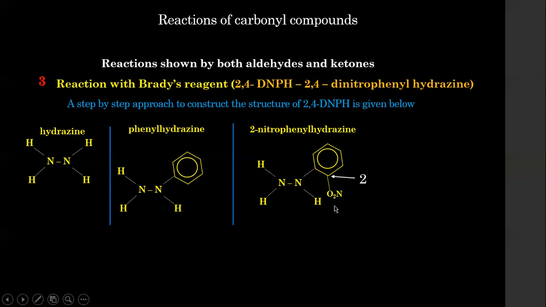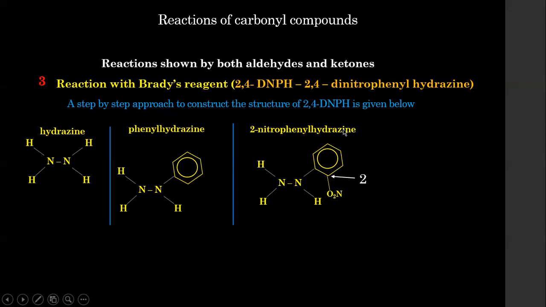This bond actually, I have considered NO2 as a single group, but actually this bond has to come to nitrogen, remember. Bond has to come to nitrogen if we draw it very, very accurately. So this is 2-nitrophenyl hydrazine, but what do we have to draw? We have to draw 2,4-DNPH. So what's the meaning of it?